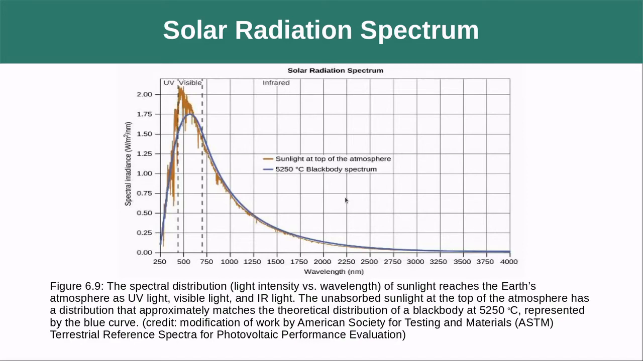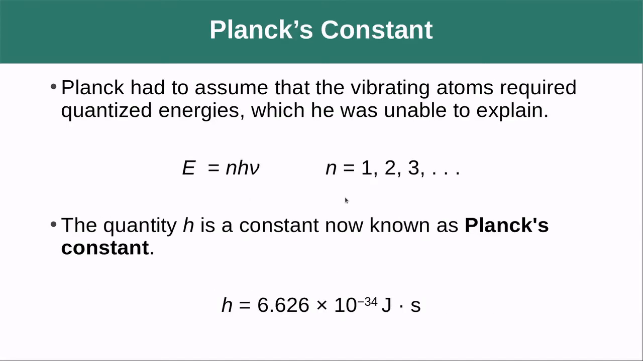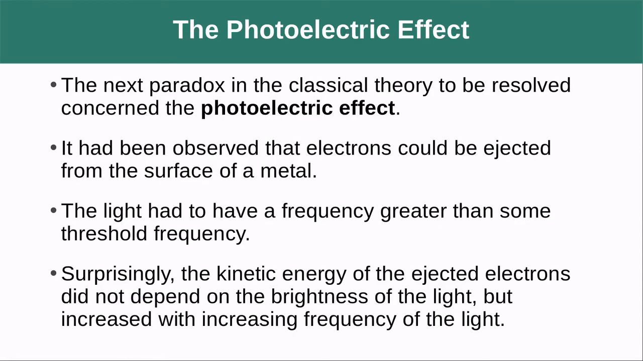So thinking that the atoms are just vibrating isn't going to work for these higher energy electromagnetic waves. This enters into the photoelectric effect, and it had been observed that electrons could be ejected from the surface of metal when hit with the right kind of light. So the frequency of this light has to be large enough, therefore they have to have enough energy to eject these electrons.